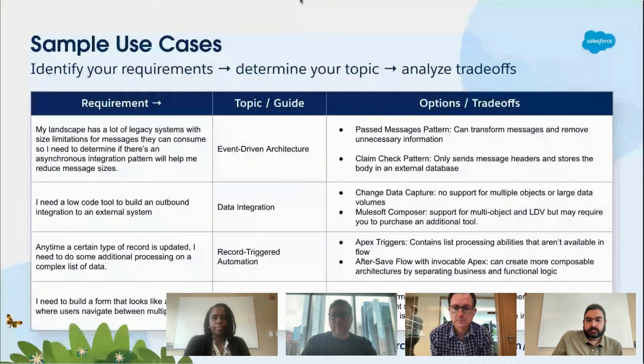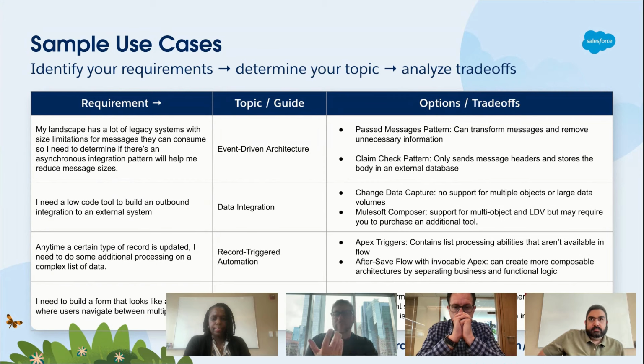So, an example use case, I've got a few of these. My requirement: if I've got a lot of legacy systems, I've got size limitations for messages, and I need to determine if there's an asynchronous integration pattern that'll help me reduce message sizes, right? That is a good use case for event-driven architecture. And if I open that guide, I can see that there's a pattern called the pass messages pattern that can transform messages and remove unnecessary information. And then there's also a pattern called the claim check pattern, where we're only sending message headers and storing the message body in an external database. So both of those are options to transform messages.